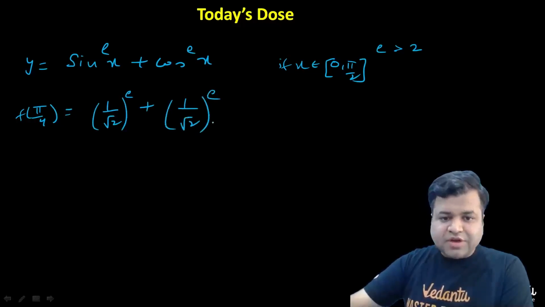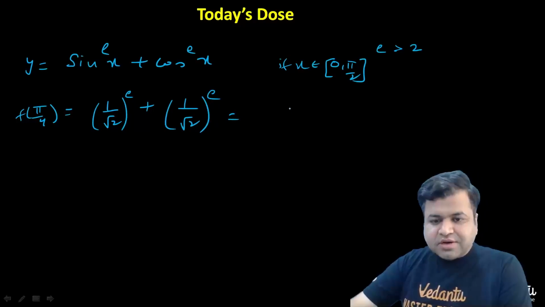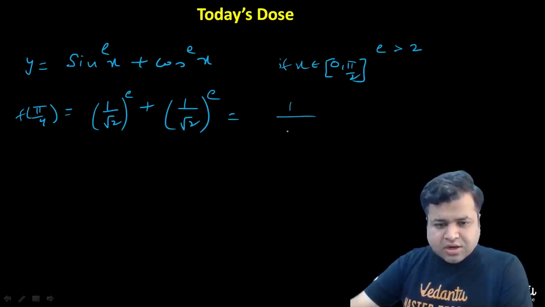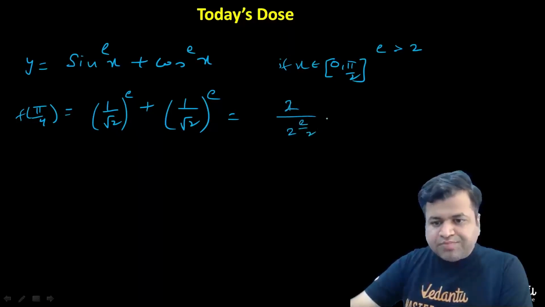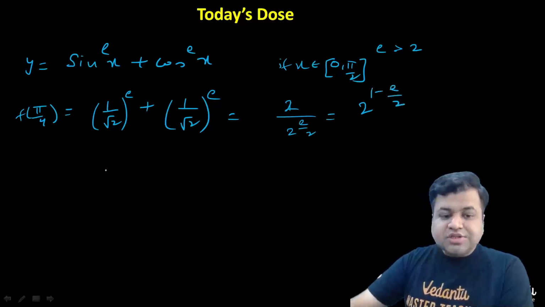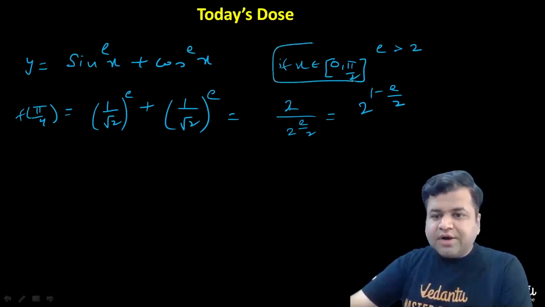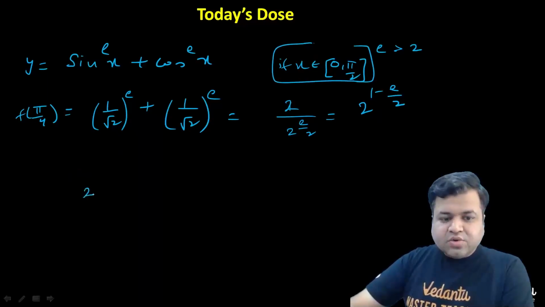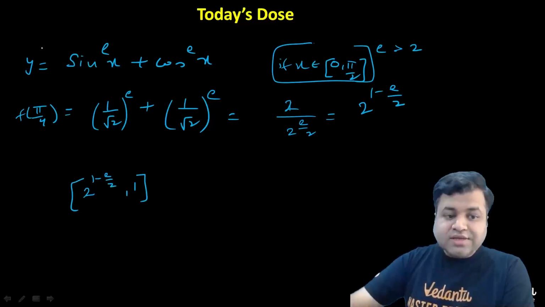This is the minimum. That is nothing but 2 times (1 upon root 2) raised to power e, and that is nothing but 2 power 1 minus e by 2. So this is the minimum value and the maximum value will be 1. We can say in 0 to pi by 2, its range is 2 raised to power (1 minus e by 2), 1. This will be the range in 0 to pi by 2.